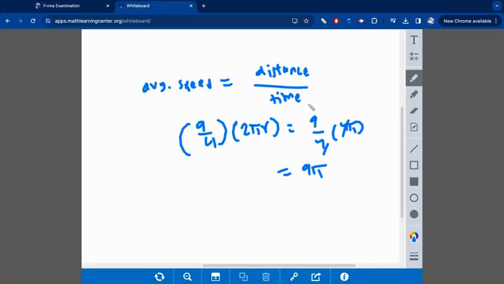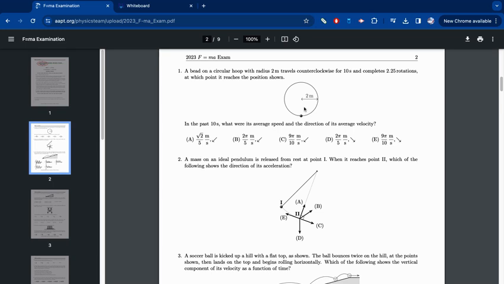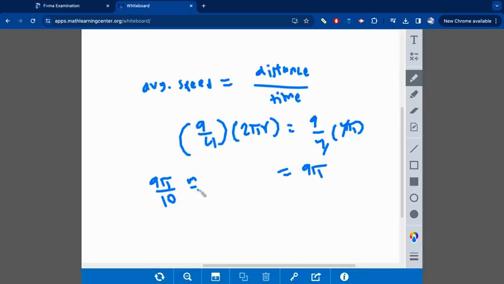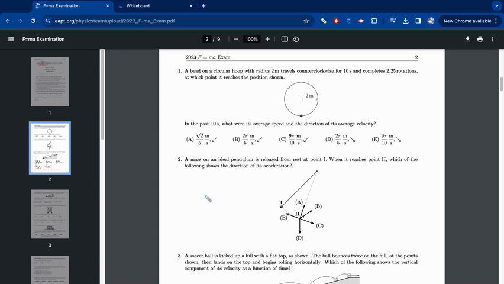And you know that time is 10 seconds, so the average speed is going to be 9 pi over 10. So 9 pi over 10 meters per second. So it's either C or E.